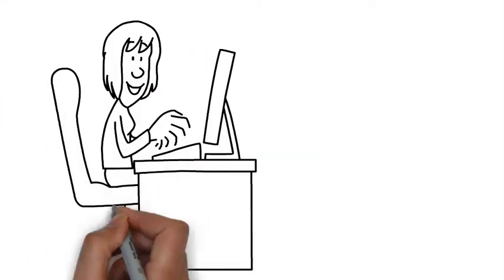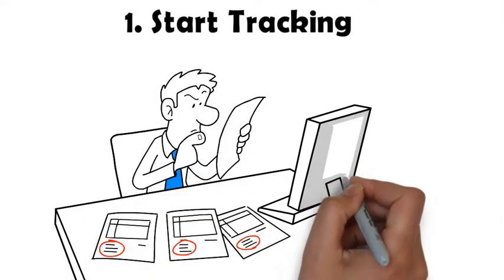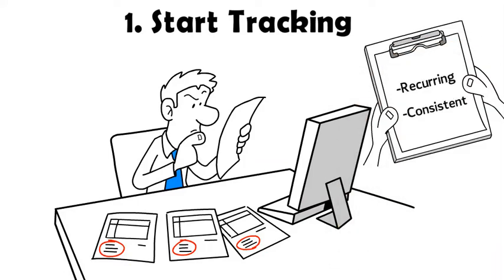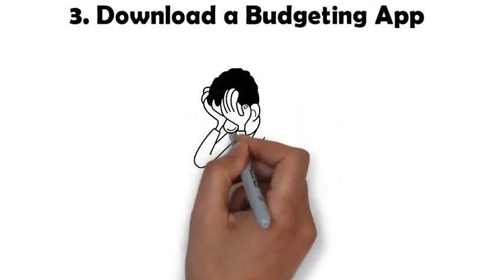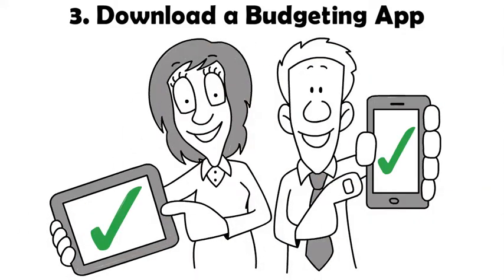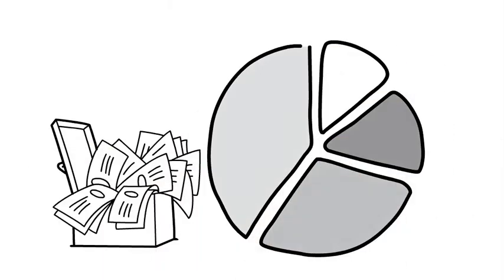Here are a few tips on how to manage fixed expenses. Number 1, start tracking. The first step in managing fixed expenses is understanding them. Track your expenses and take note of which are recurring and consistent. These are your fixed expenses. Number 2, download a budgeting app. If you struggle tracking your expenses through bank statements or receipts, a budgeting app may be a great tool to add to your arsenal. These apps analyze your spending and help you stay conscientious of where your money goes each month. Number 3, cancel subscriptions you no longer need or use.